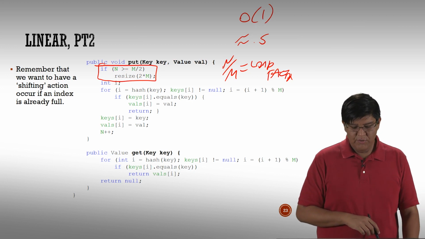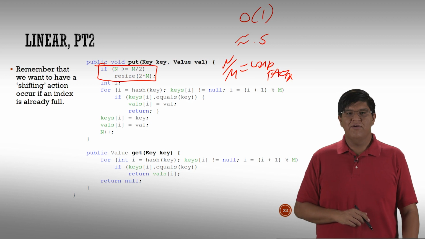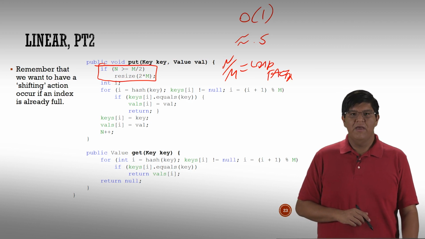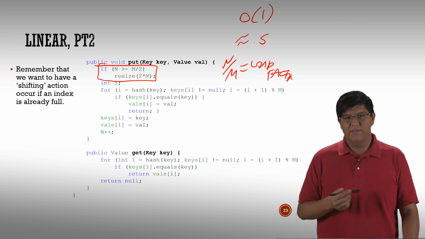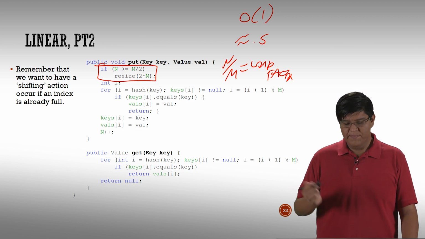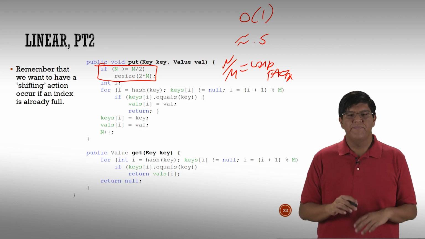If we let this get too high, right? If all of a sudden we have 99 elements in an array that has space for 100, then our performance will degrade. Our performance will go down, and we'll get something like O of N. So yeah, first step is basically make sure our array is large enough.